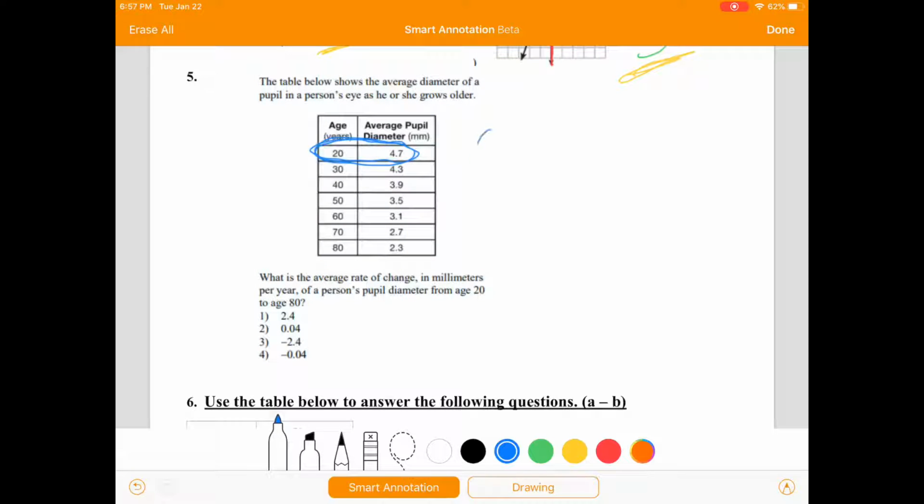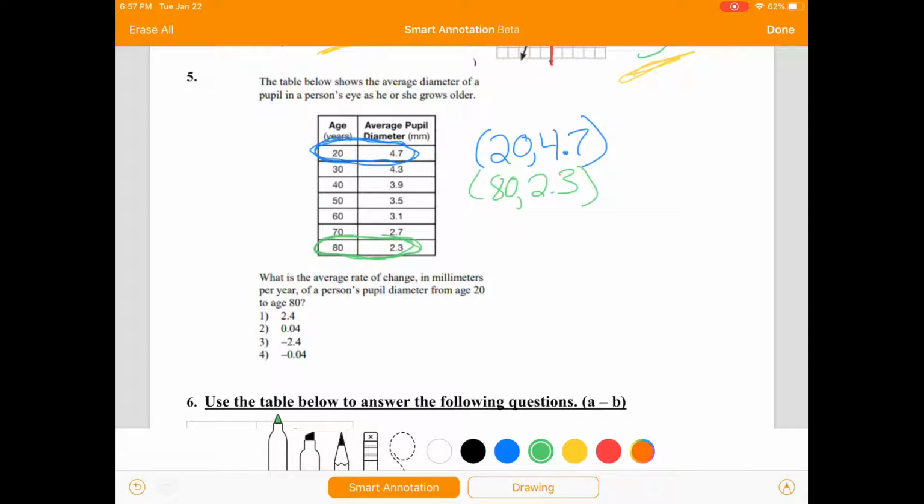So you've got 20 and 4.7. Then you have age 80. So then you're going to come in here and look at just when the age is 80. So you've got 80 and 2.3.